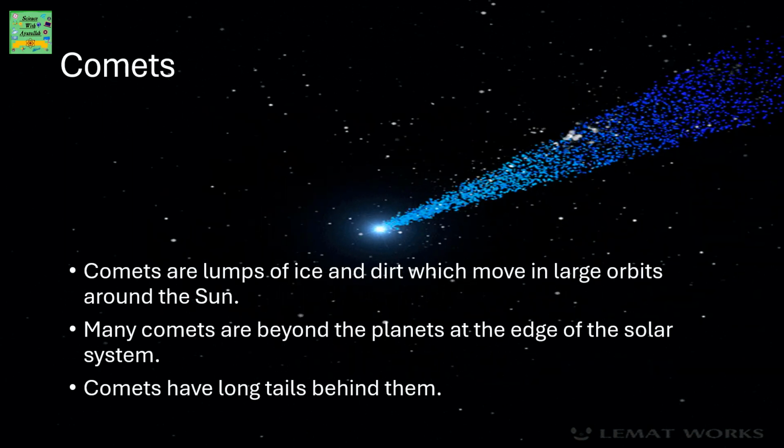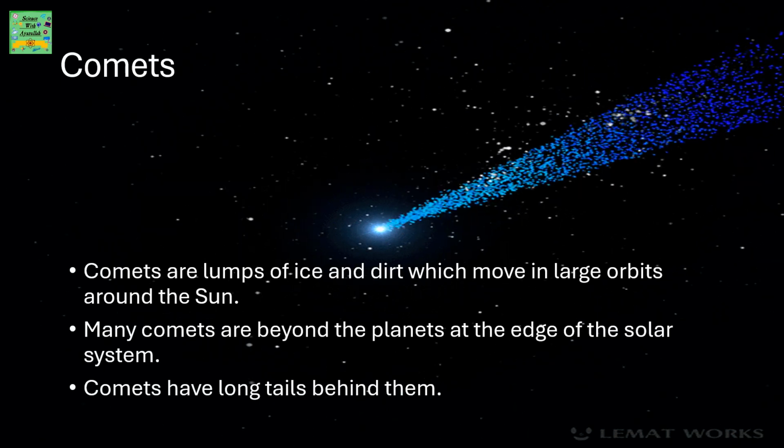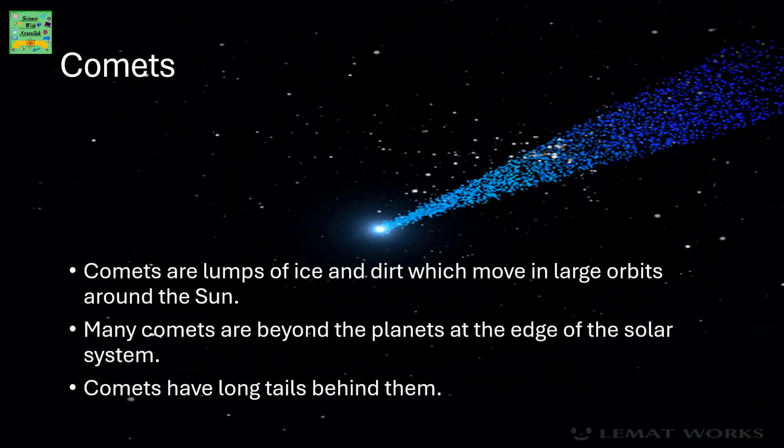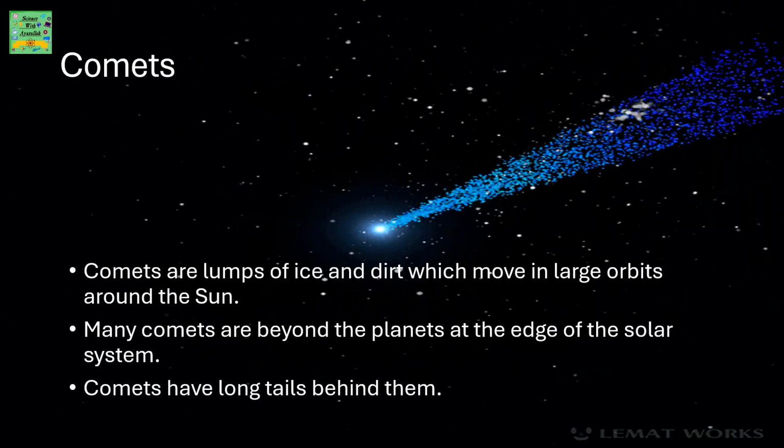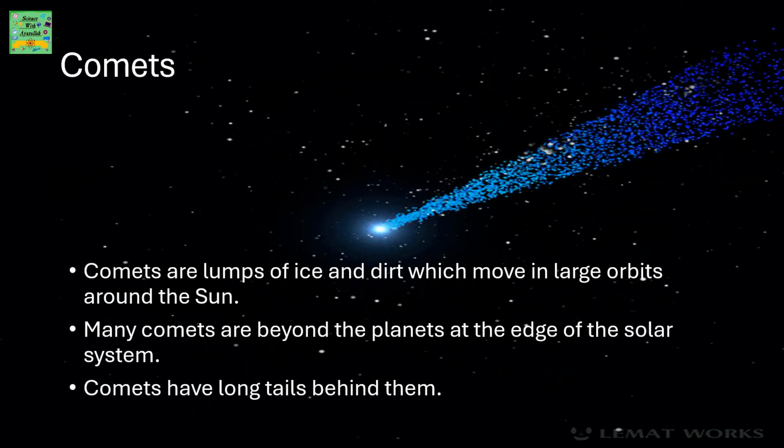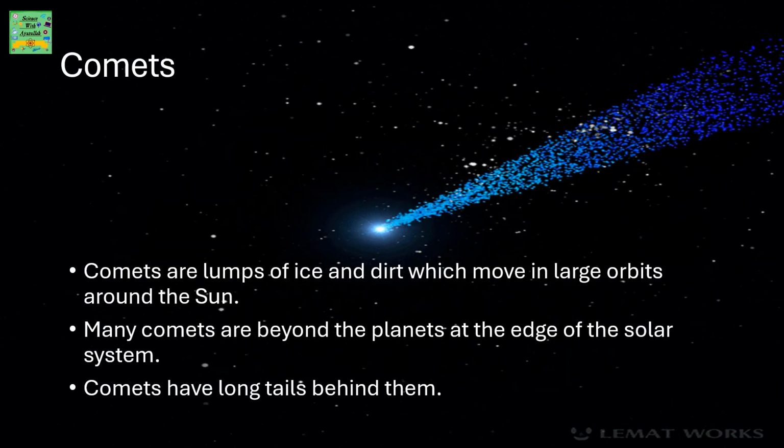Comets. Comets are lumps of ice and dirt which move in large orbits around the Sun. Many comets are beyond the planets at the edge of the solar system. Comets have long tails behind them.